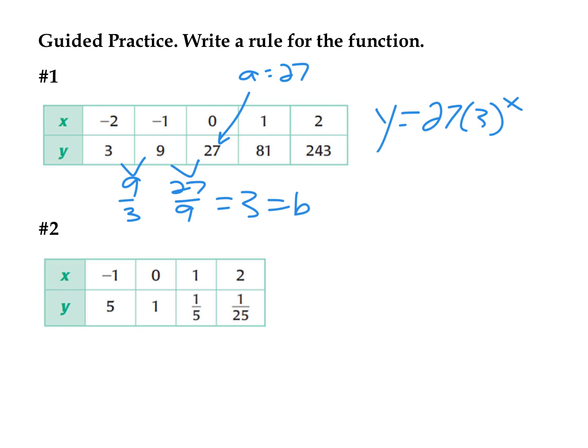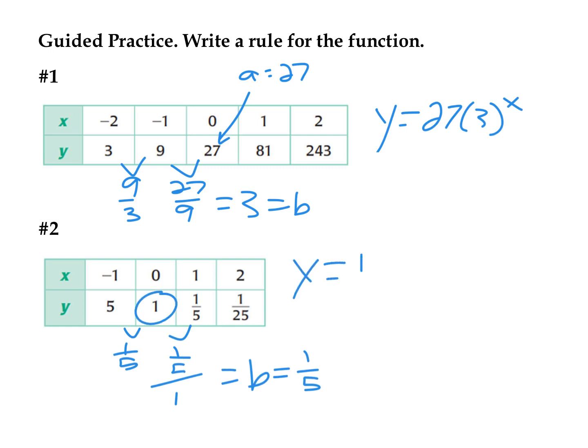Okay, in this next problem, again, I'm going to take 1 over 5, 1/5 over 1, which is 1/5. These are all my b values of 1/5. And my a value is 1, so I get y equals 1 times 1/5 to the x. You could write that as 0.2 to the x. 1/5 you could put as a decimal 0.2, that's fine. All right, so you want to find that b value by taking y values, dividing by the 1 before it, and the a value is always the y value when x is 0.